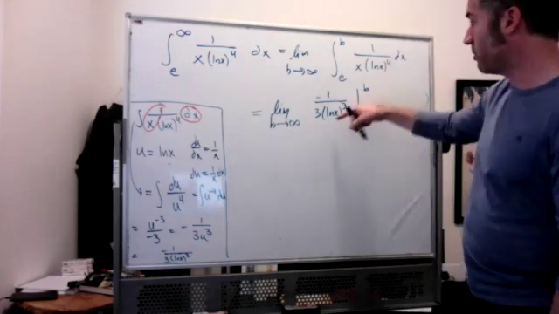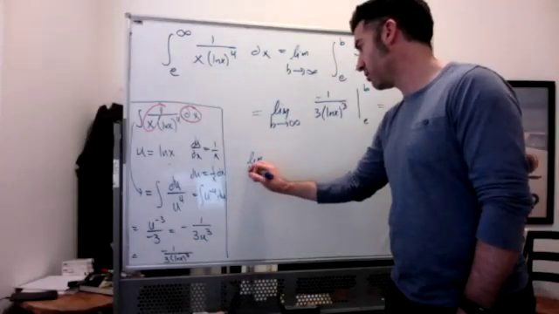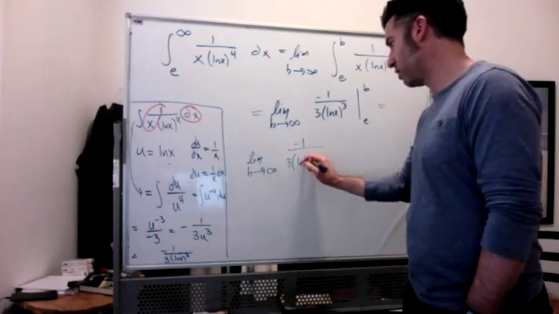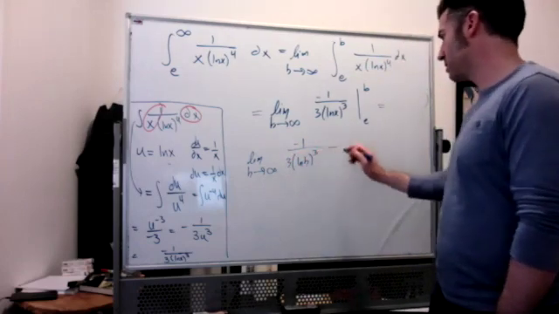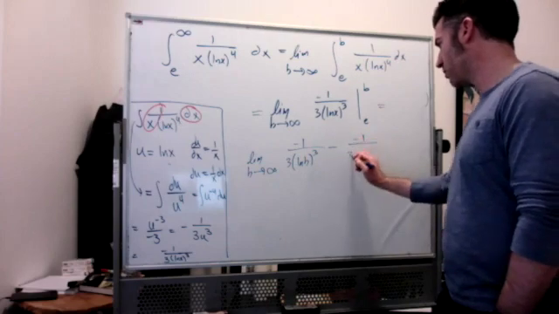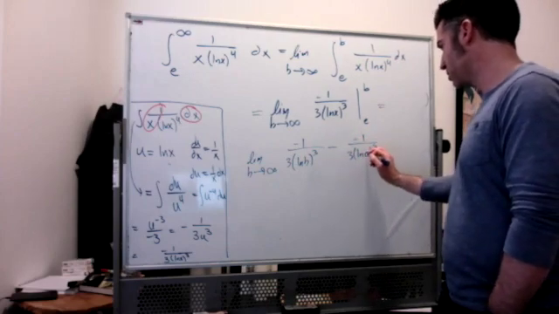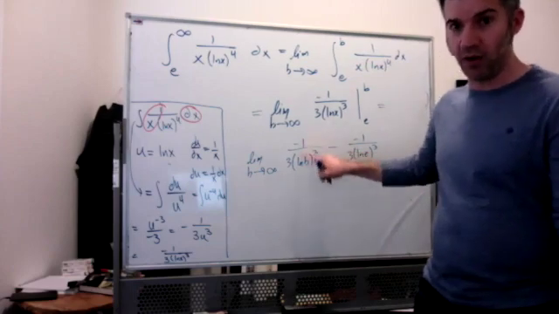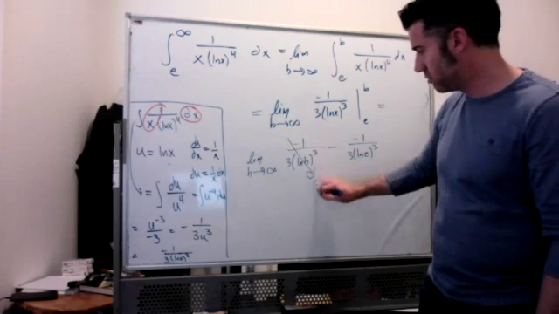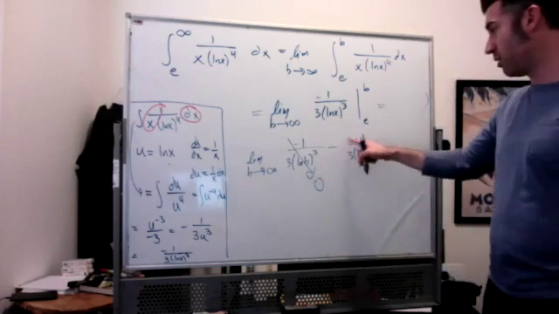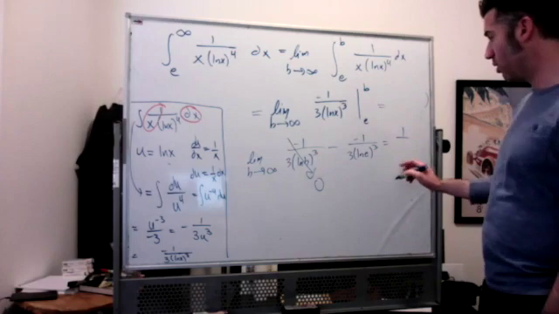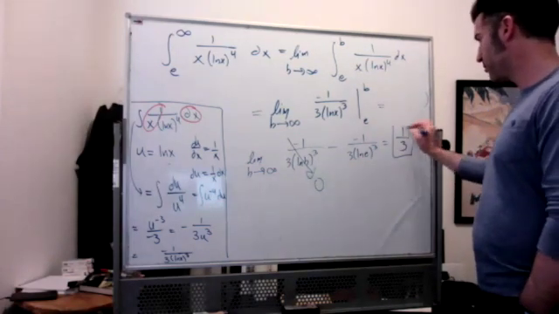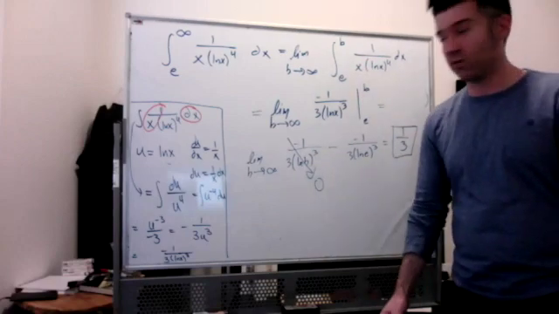So then we're going to plug in b. We're going to get the limit as b goes to infinity of negative 1 over 3 times the natural log of b cubed minus negative 1 over 3 times the natural log of e cubed. Natural log of b gets infinitely large, so negative 1 over something infinitely large is 0. So then I get plus 1 over 3, and the natural log of e is 1, so I get 1 over 3. So this converges to 1 over 3.